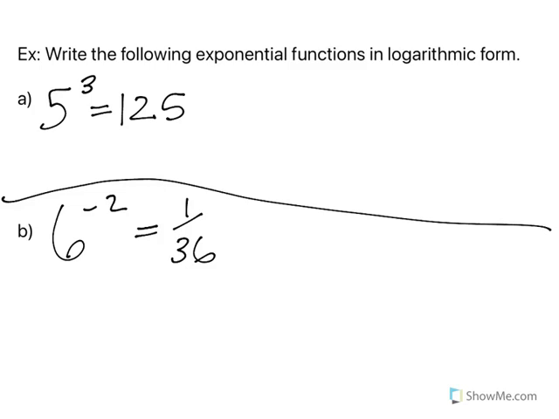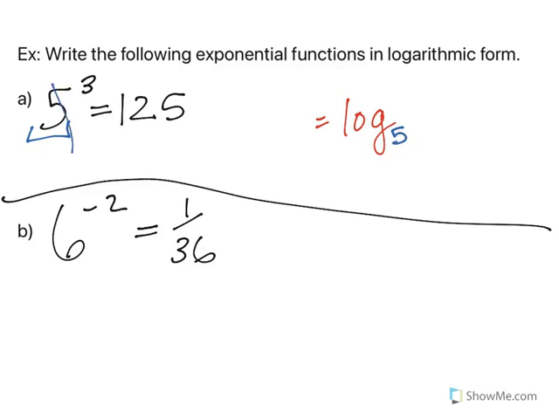So first, we have 5 to the third power equals 125, and we want to write this exponential function in logarithmic form. Okay, so think about it this way. First off, we know we are going to have a log. So something equals log of something with a base. Okay, in the exponential, 5 is the base of the exponential, which means it's going to be the base of the logarithm. So the 5 is done.